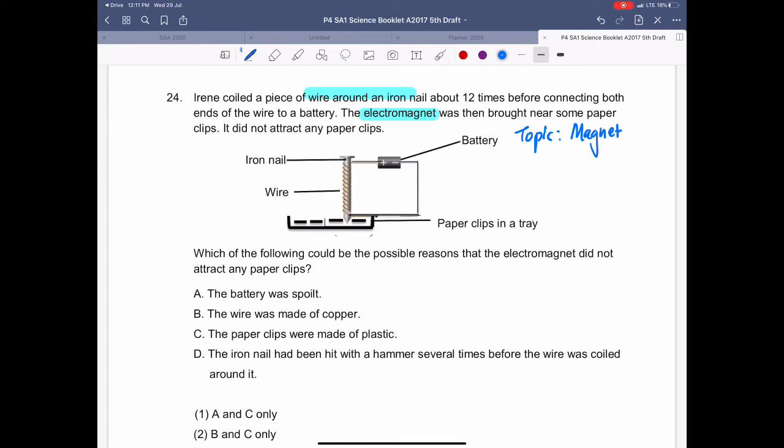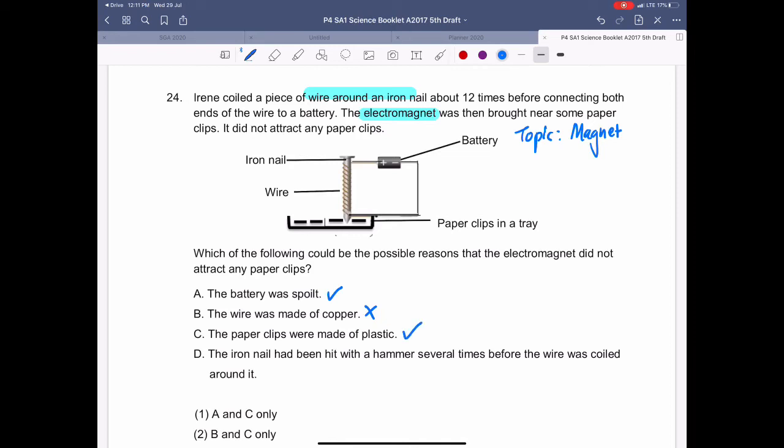Okay, let's see. Now, they then tell you that it did not attract any paper clip. What could be the possible reason? So this concept is actually testing you on circuit, to see whether you know that everything must be connected properly. So, the battery was spoiled. Possible or not? Yes, right? Battery spoiled already, then cannot power the whole circuit. The wire was made of copper. Possible? No, because you are supposed to use copper. Copper is a good conductor of electricity. The paper clips were made of plastic. Oh yes, that's possible.